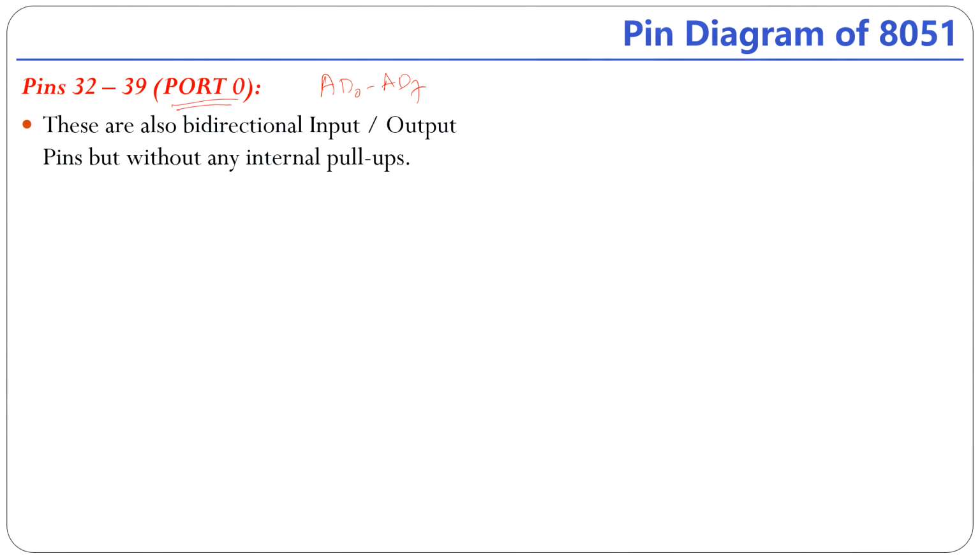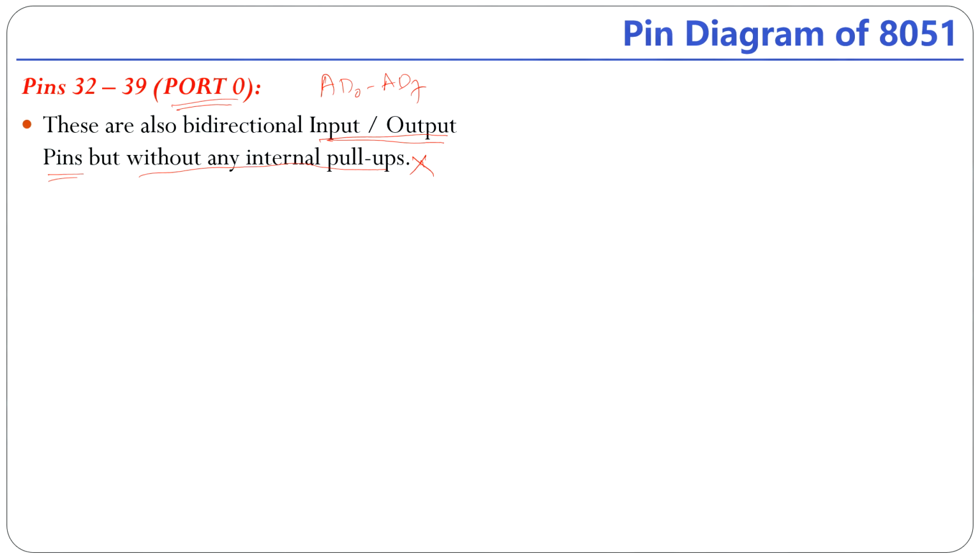Port 0 has 8 IO lines. These IO lines behave as input output pins without any pull-up resistors. This is one of the important things we need to note down here: port 0 does not have any internal pull-up resistor, whereas the remaining ports we discussed, port 1, port 2 and port 3, have internal pull-up resistors, but this port does not.